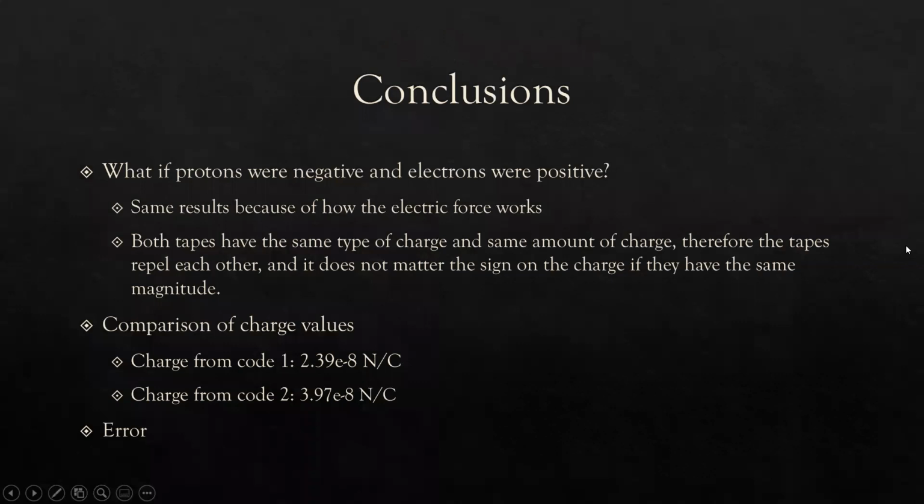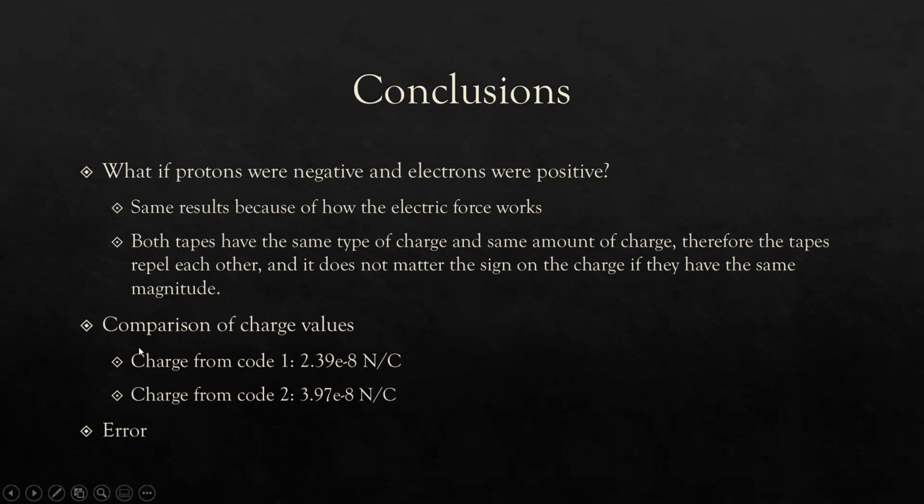Here are a couple of conclusions that I made from this lab. If protons were negative and electrons were positive, this lab would give the same results because of how the electric force works. Both tapes have the same type of charge and same amount of charge, therefore the tapes repel each other. It doesn't matter the sign on the charge as long as they have the same sign as well as the same magnitude.